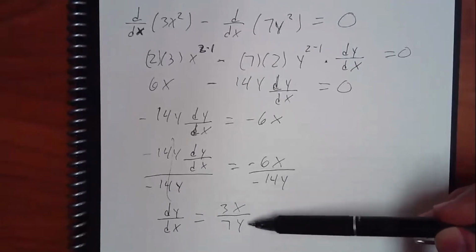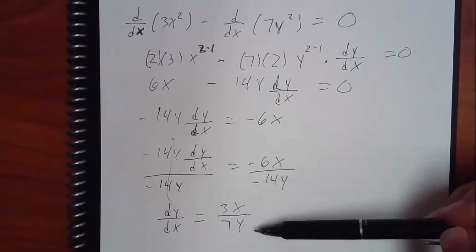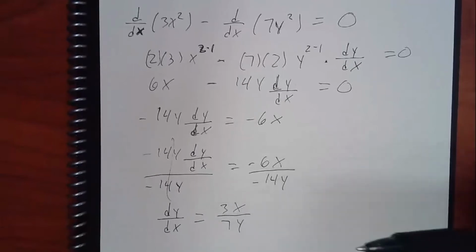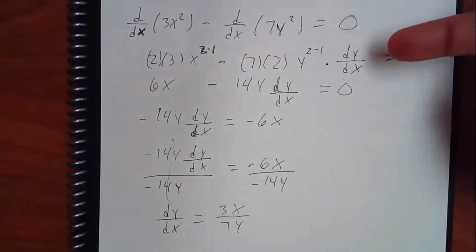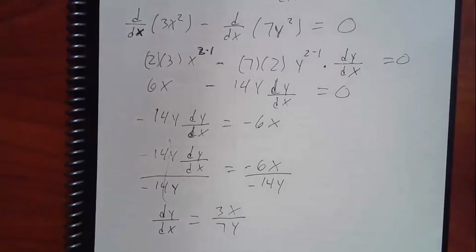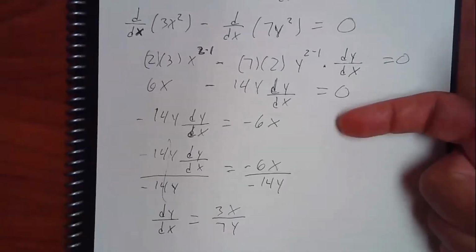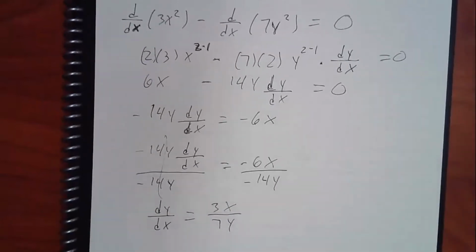So the derivative with respect to y will be this implicit function. Implicit meaning that you can't isolate x or y. It's going to have both parts. So you do your implicit derivative first, then isolate dy dx. Are there any questions on the idea of implicit?